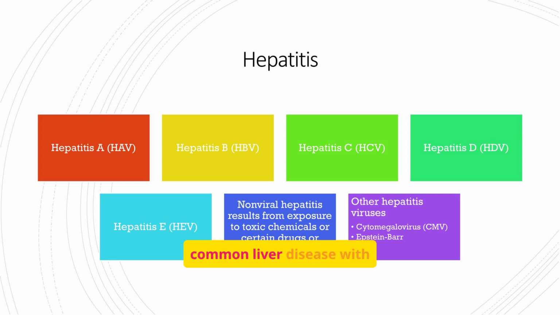Hepatitis is a common liver disease with various types, including hepatitis A, B, C, D, and E. Non-viral hepatitis can result from exposure to toxic chemicals, certain drugs, or autoimmune disease. Other hepatitis viruses include cytomegalovirus (CMV) and Epstein-Barr.